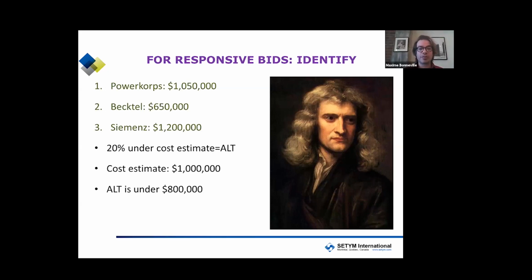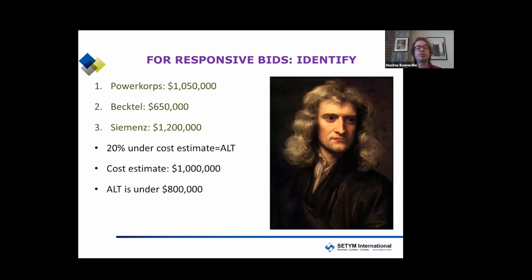So let me illustrate that. You had 5 bids, but only 3 of them were responsive. You only look at those when you're identifying a potentially abnormally low tender. The first step is mandatory for every evaluation. It's not optional, you have to do it. So the 3 bids that were responsive were Power Corps, 1,050,000, Bechtel, 650,000, and Siemens, 1.2 million, all in US dollars. How do you know something is an abnormally low tender?